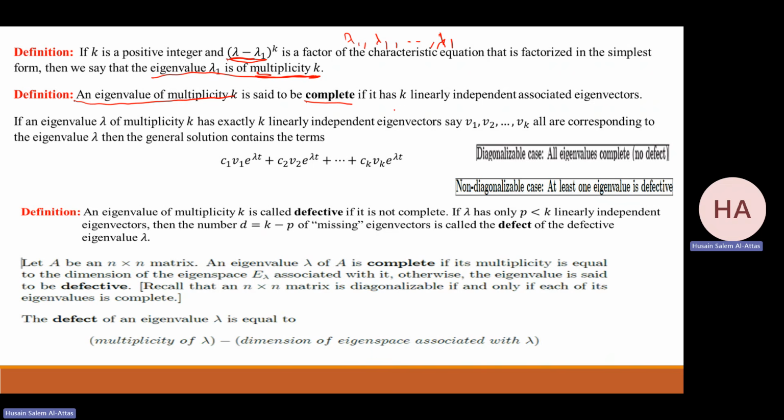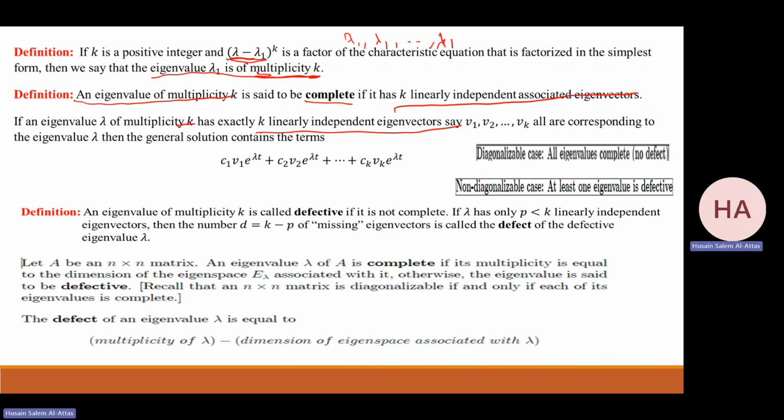If I can get k linear independent associated eigenvectors with this eigenvalue, then we call the eigenvalue complete. Yes, it's repeated, but still I can get k linear independent associated eigenvectors. We call it complete. Okay. I have an eigenvalue of multiplicity k, and we have exactly k linear independent eigenvectors, say v1, v2 up to vk. Then how do I write the general solution?